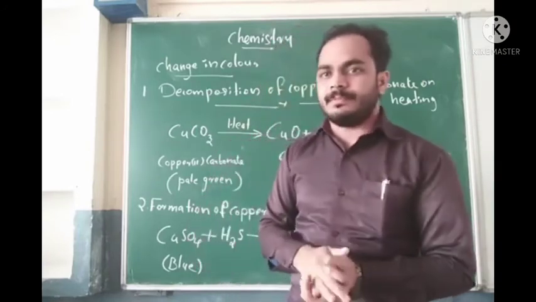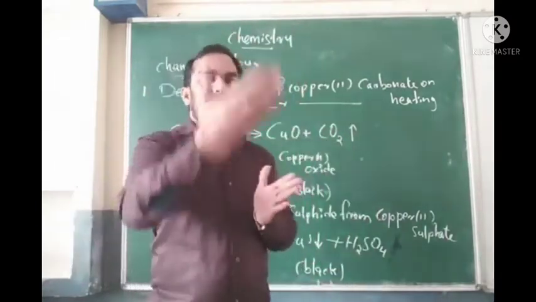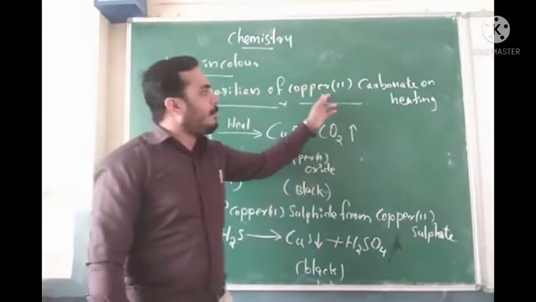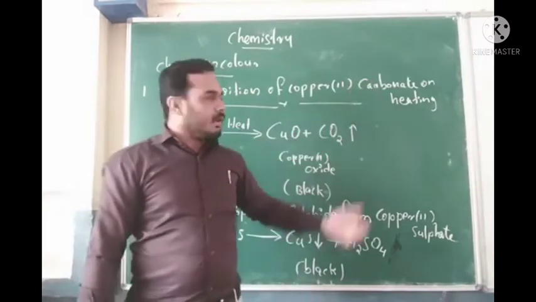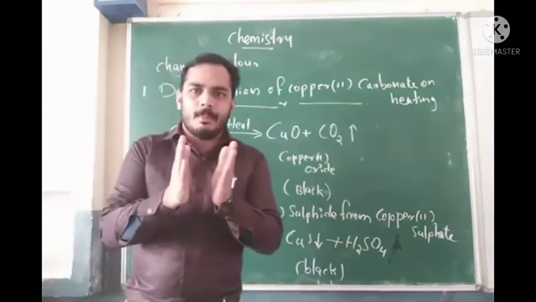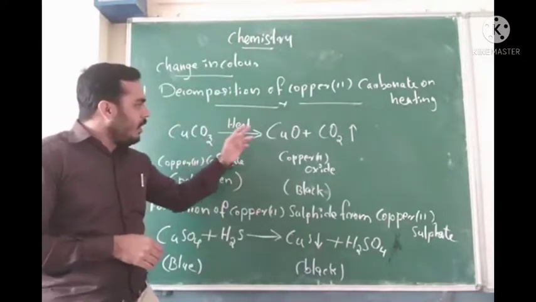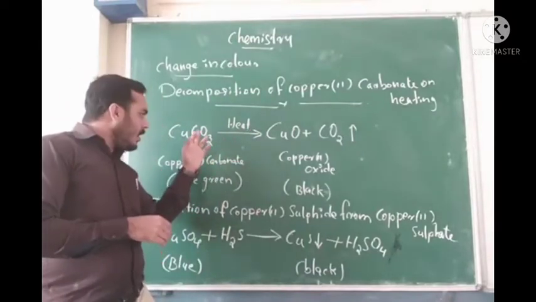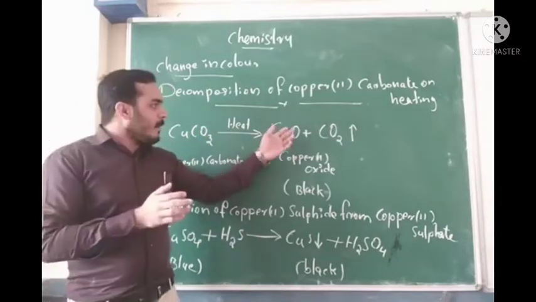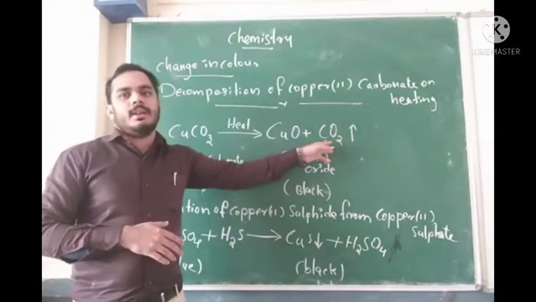Okay. The first one, decomposition. What is meant by decomposition? Decomposing one substance into another. Here is the decomposition of copper carbonate on heating. So we take copper carbonate, chemical formula CuCO3. With the help of heat, we are heating the copper carbonate. As a result, what happens? Carbon dioxide gas is formed. First product, carbon dioxide gas.